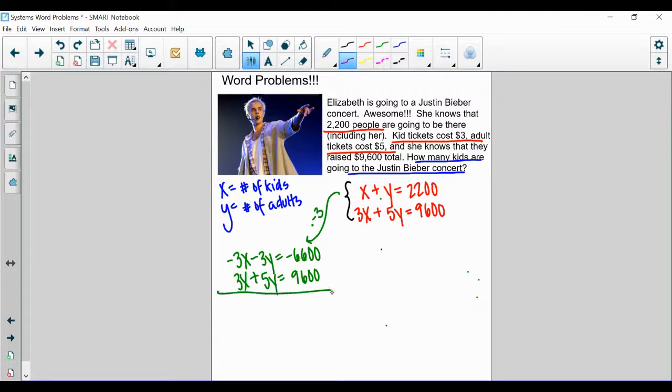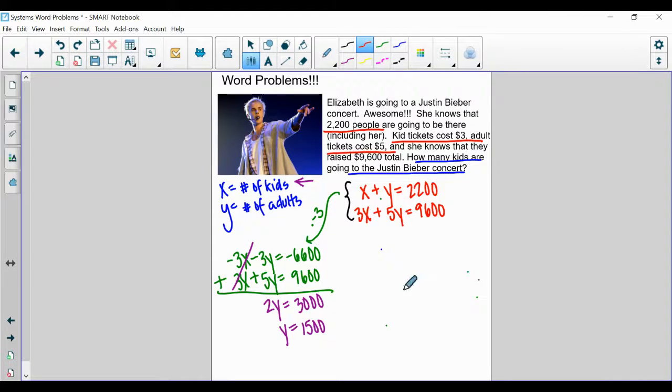And now I'm going to add my equations together in order to cancel out my x's. So I'm going to be left with 2y equals 3,000. When I divide both sides by 2, I know y equals 1,500. But y wasn't what we were looking for. We're looking up here for the number of kids, so I now need to solve for x.